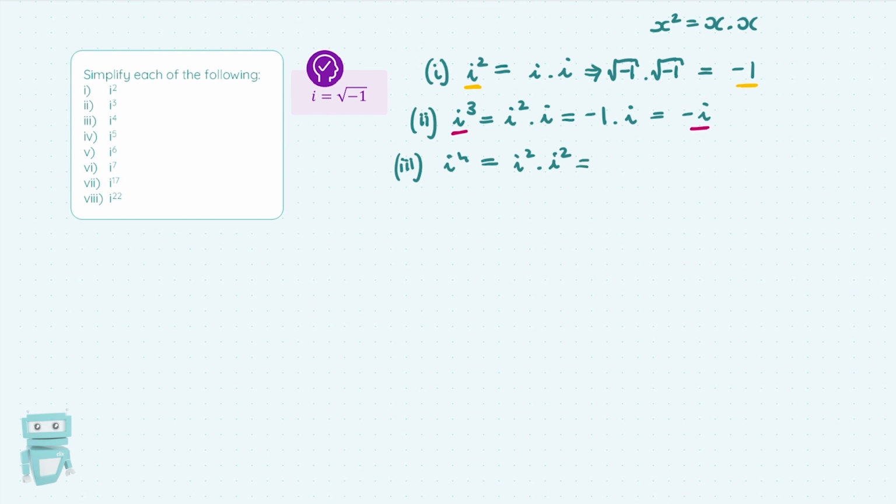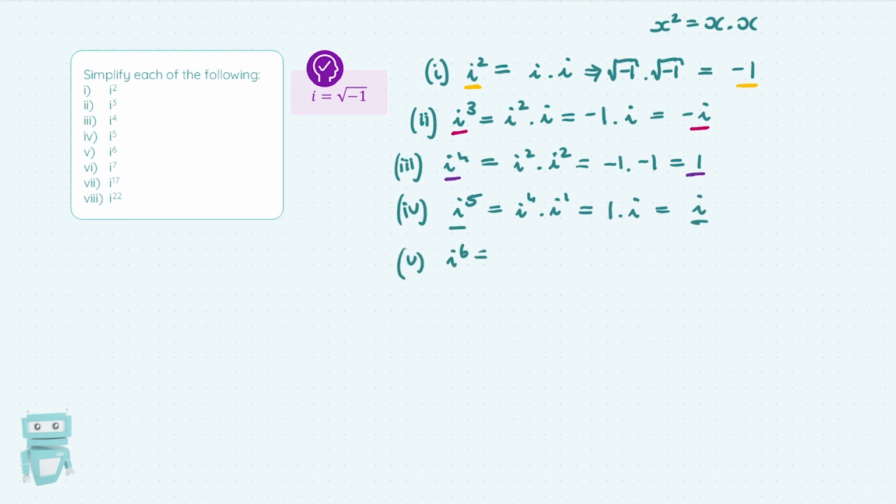Now i squared we worked out in part 1 to be minus 1, times minus 1 gives us 1. i to the power of 5 here is made up of, using my rules of indices, i to the power of 4 times i to the power of 1, or i to the power of 3 times i to the power of 2, which gives us the same answer. i to the power of 4 is 1, times i just gives us i.